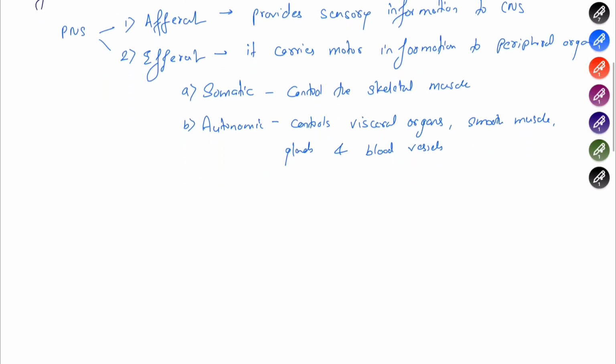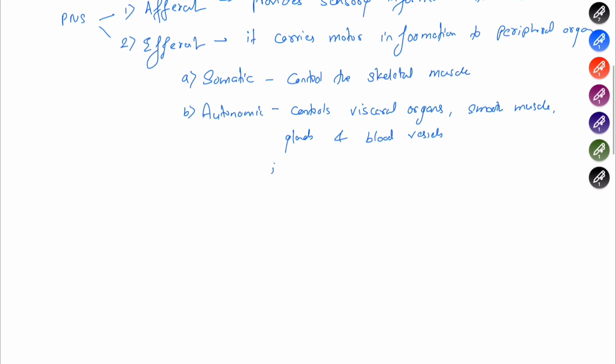Autonomic is further divided into sympathetic and parasympathetic nervous system, sympathetic and parasympathetic branches. So sympathetic is an emergency condition and parasympathetic in the non-emergency condition.